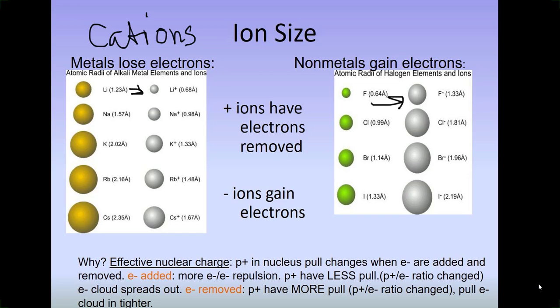And then for your cations, as you lose electrons, the ion will get smaller. It all has to do with the nuclear charge. With cations, there is greater nuclear charge. With your anions, it's less because there are more electrons and the protons can't pull as much.